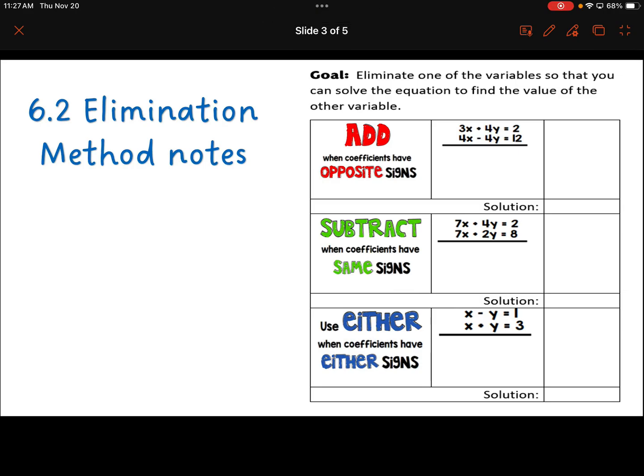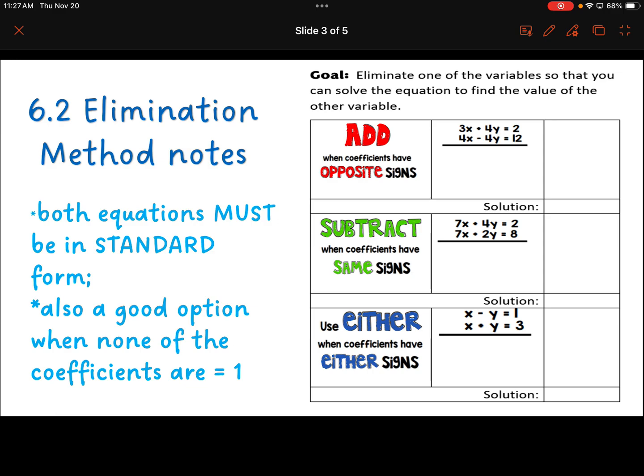All right, today we are going to be learning a third way of solving systems of equations. And this third method is called the elimination method. The goal of this method is that we are going to take the two equations and, through addition or subtraction, eliminate one of the variables. That way we're left with an equation with only one variable, which we know how to solve.